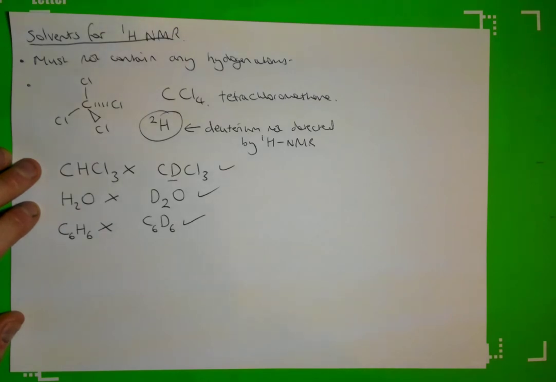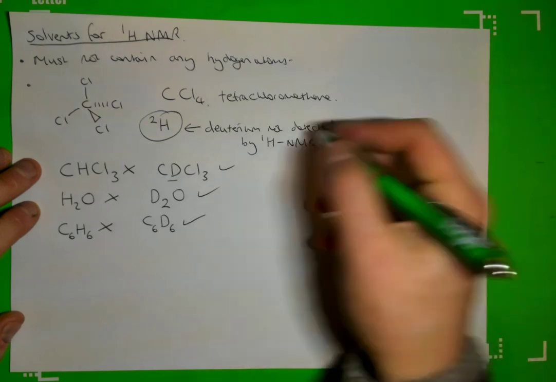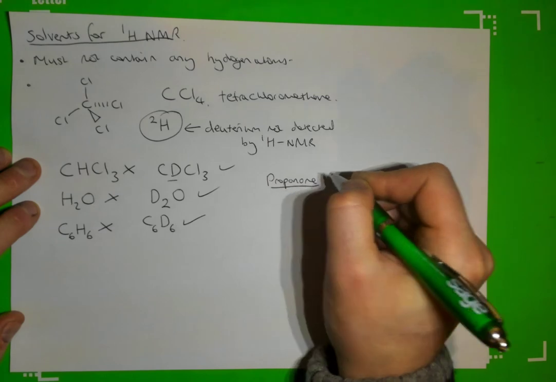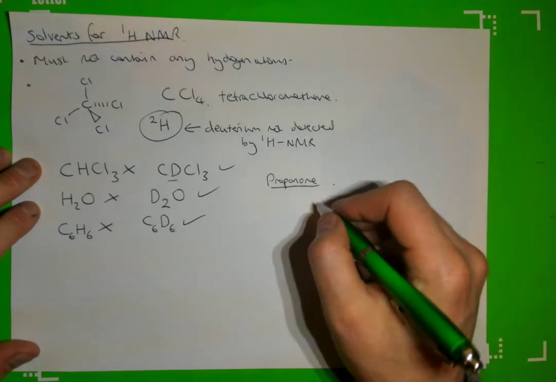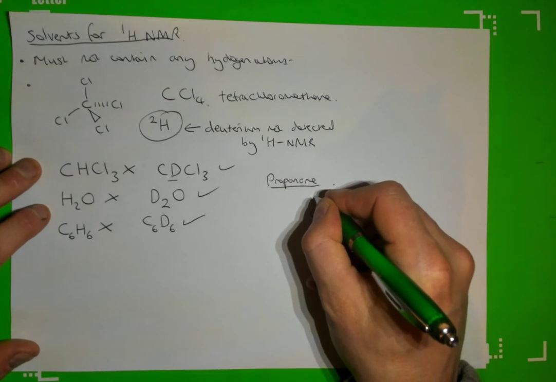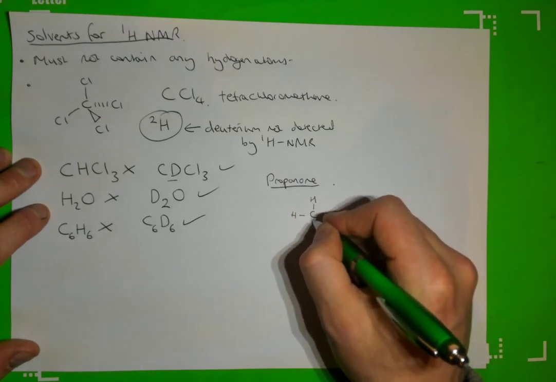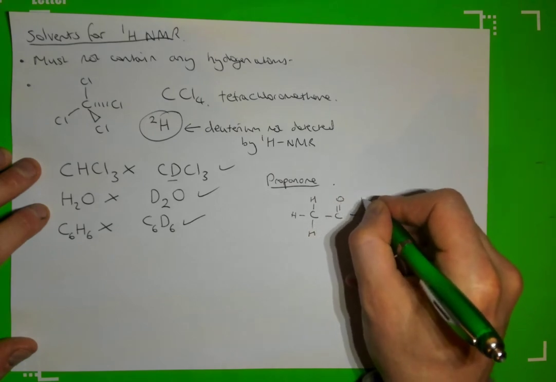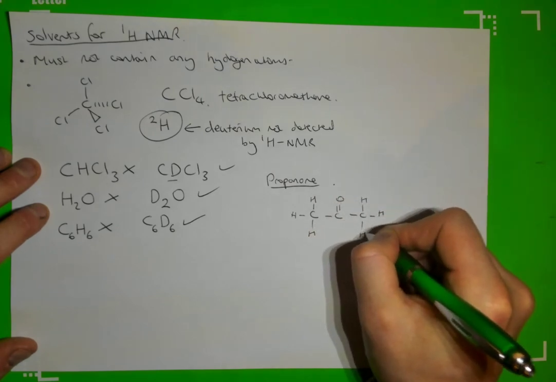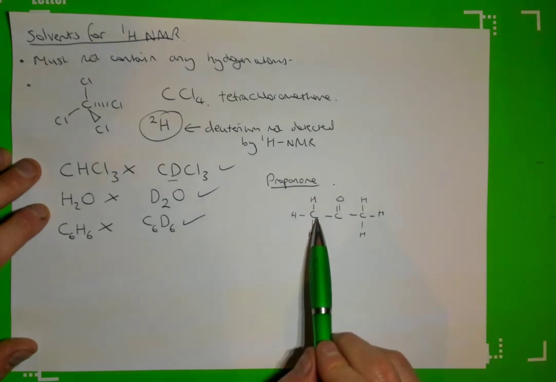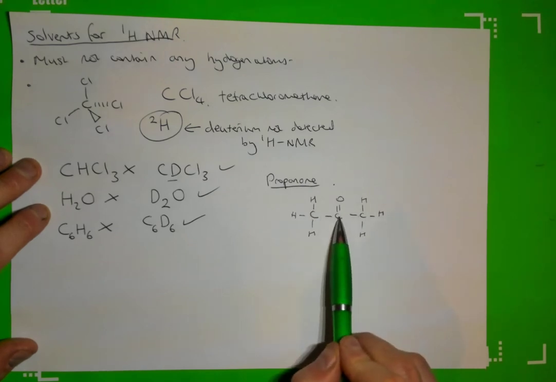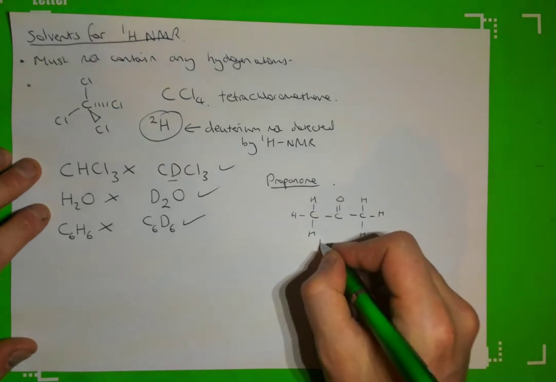So let's have a look at propanone now. So the NMR spectra of propanone, if we look at the structure here, now if this was a carbon NMR, which I've done in a previous video, we know it has 2 peaks because there's 2 different carbon environments. That's one environment, that's the second. Okay, but with a proton NMR, it just has 1 peak.